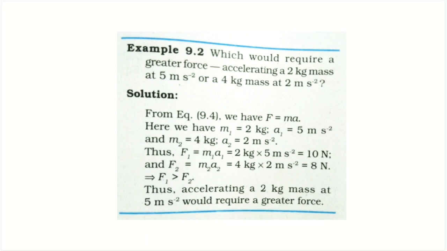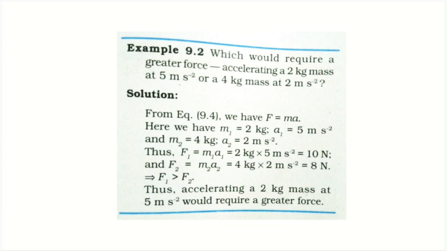The first object with mass m1 equal to 2 kg and acceleration a1 equal to 5 meter per second square. And the other object of mass m2 equal to 4 kg and acceleration a2 equal to 2 meter per second square. Now to find the force required by each of the objects, we use the equation F equal to ma, that is the second law of motion.